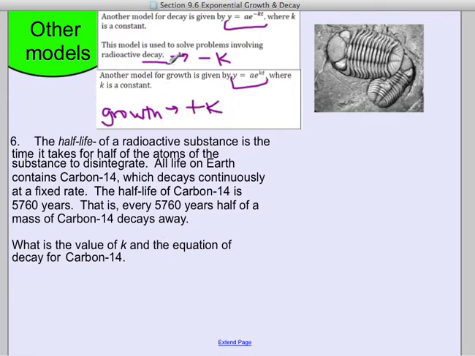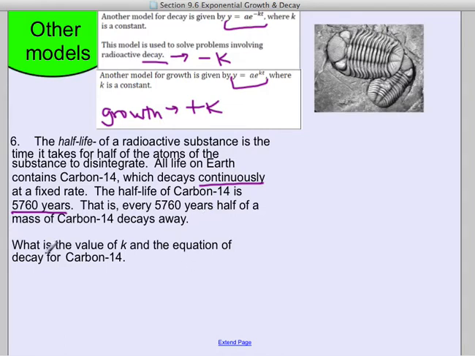Decay, you have a negative k. So example 6. The half-life of a radioactive substance is the time it takes for half of the atoms of the substance to disintegrate. All life on Earth contains carbon-14, which decays continuously at a fixed rate. There's my keyword, continuously, telling me I need to use one of the equations that involve e. The half-life of carbon-14 is 5,760 years. That is, every 5,760 years, half of the mass of carbon-14 decays away.